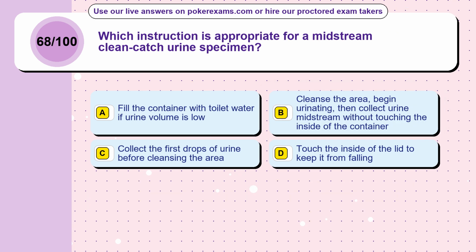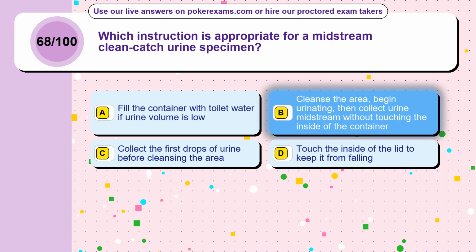Question 68. Which instruction is appropriate for a midstream clean catch urine specimen? Option A. Fill the container with toilet water if urine volume is low. Option B. Cleanse the area, begin urinating, then collect urine midstream without touching the inside of the container. Option C. Collect the first drops of urine before cleansing the area. Option D. Touch the inside of the lid to keep it from falling.